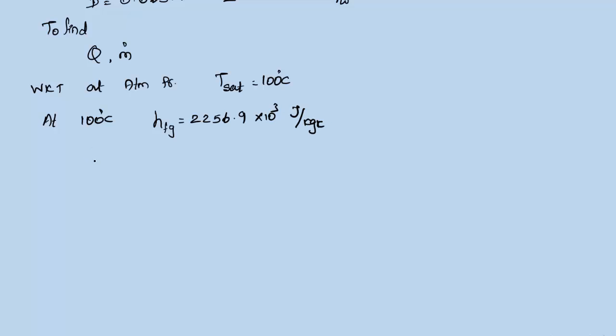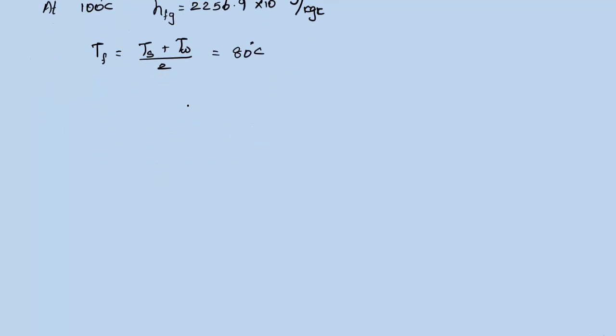Okay. So now the second step is to find out the film temperature. Film temperature TF equal to TS plus TW divided by 2, which is equal to 60 plus 100 divided by 2, which is equal to 160 divided by 2, which is 80 degree Celsius. So the film temperature is 80 degree Celsius. The next step is you have to take the properties of saturated water.